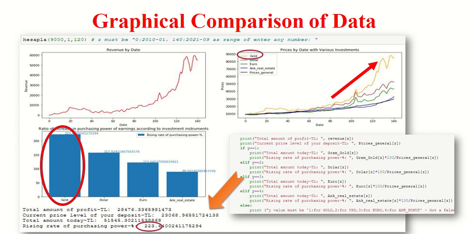For example, as seen on the slide, an investor who bought gold with 9,000 Turkish liras in January 2010 sees their level of prosperity after 10 years increase by 223%. In other words, this investor can buy 2.23 times the products that they could buy 10 years ago after 10 years.